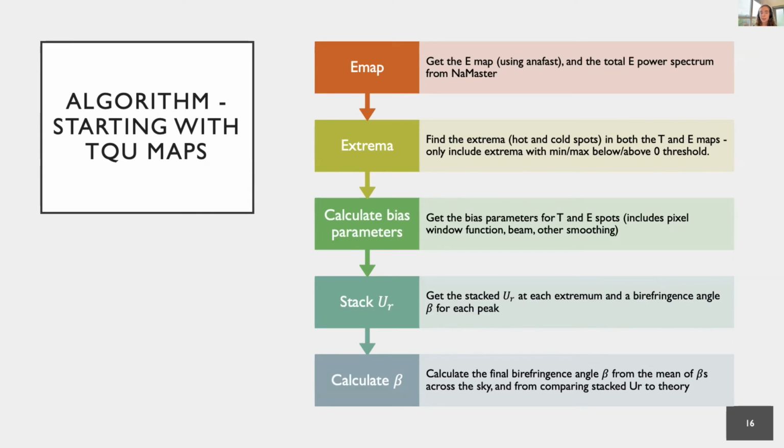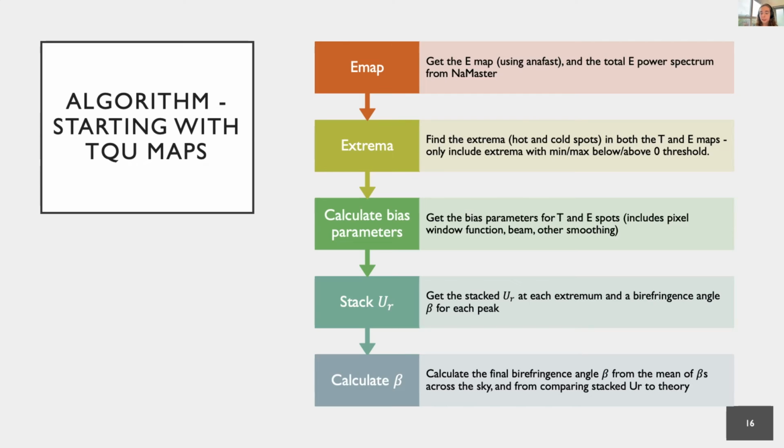Calculate the bias parameters for the T and the E spots, which includes the window function, beam, and other smoothing. You get the UR stacks at each extremum. So you get a UR stack for all the E extrema and a UR for all of the T extrema, and you get a birefringence angle for each of these peaks. And then you can also calculate a final birefringence angle by either averaging the angles that you found across the sky, or comparing the UR to the theory.